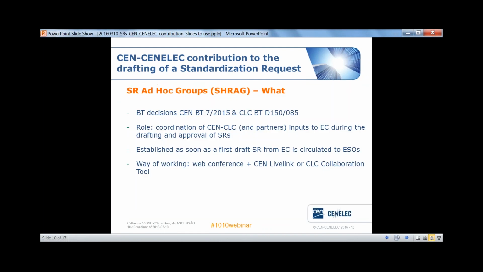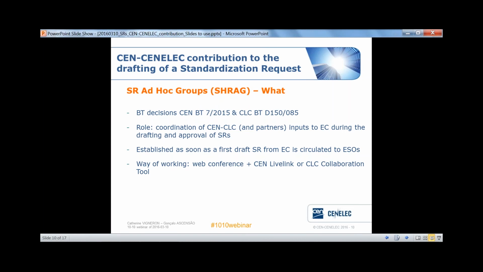So I will continue and give you some background on how and why these ad hoc groups have been established and how they will work in the future. Essentially, as you can see in the slide, CEN and CENELEC technical boards accepted in 2015 the setup of a pilot ad hoc group for urban ITS, whose main objective was to collect the comments and consolidate the CEN and CENELEC position on that specific standardization request. And so this is the main role of these ad hoc groups: to coordinate the CEN and CENELEC position and to provide this input into the European Commission standardization request.